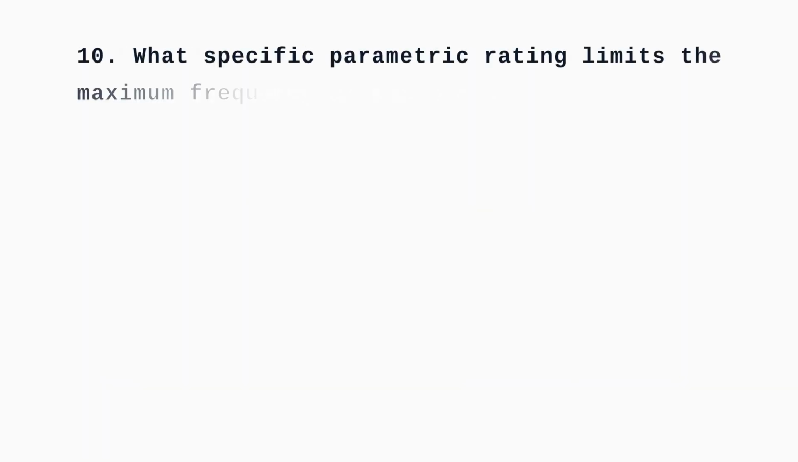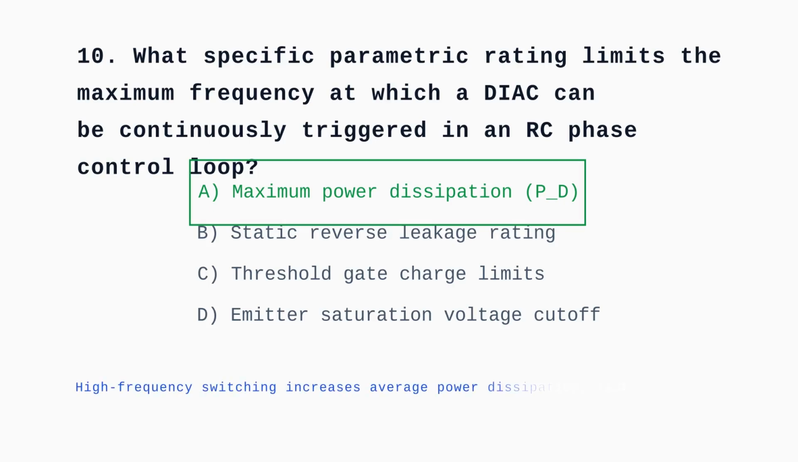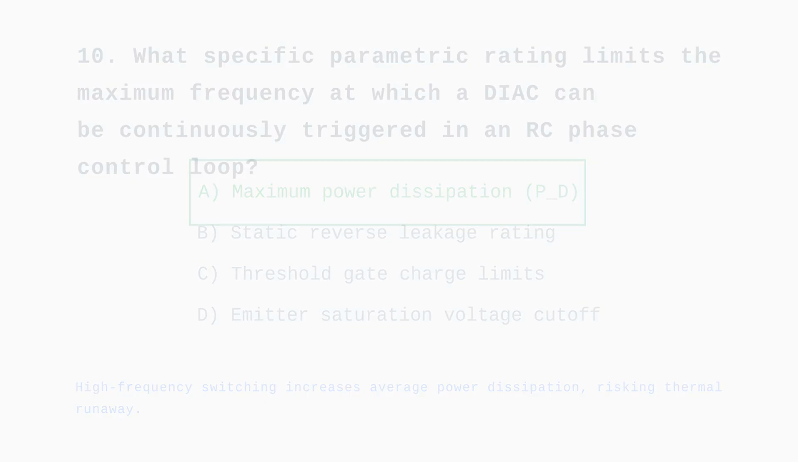pulses. Question 10. What specific parametric rating limits the maximum frequency at which a DIAC can be continuously triggered in an RC phase control loop? Each trigger cycle dissipates a specific amount of energy. Operating at high frequencies increases average internal heat generation, limited by the package's maximum power rating.